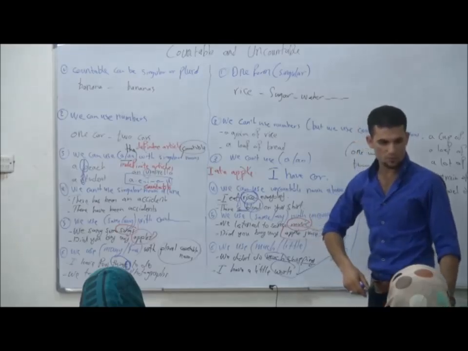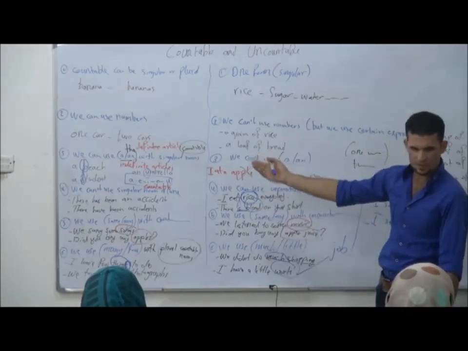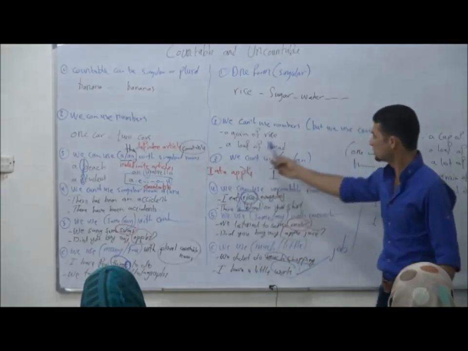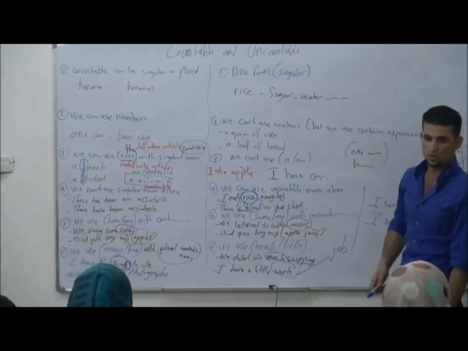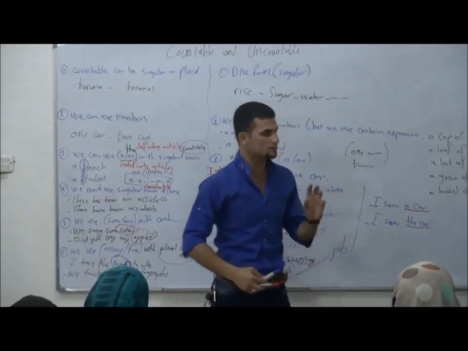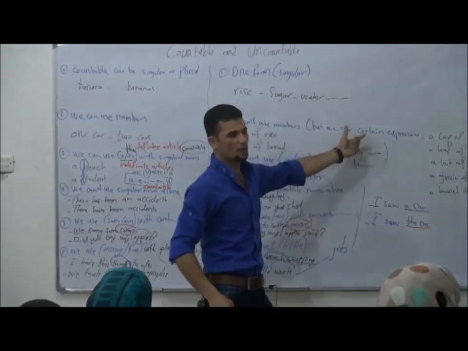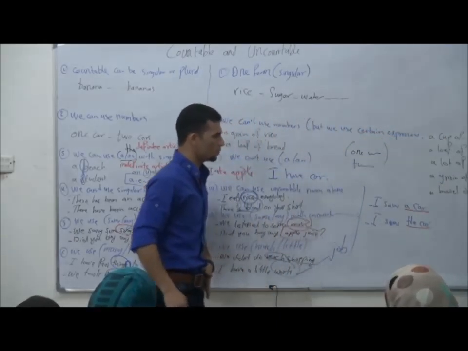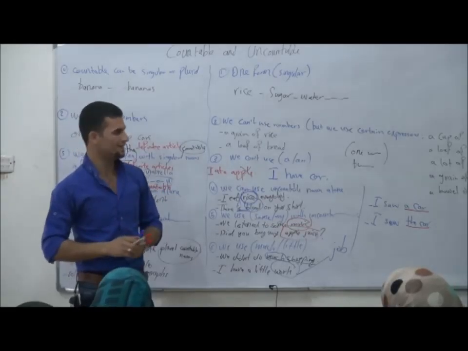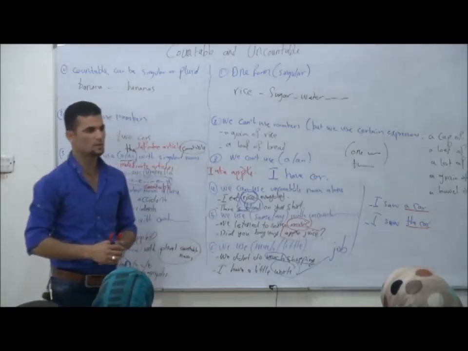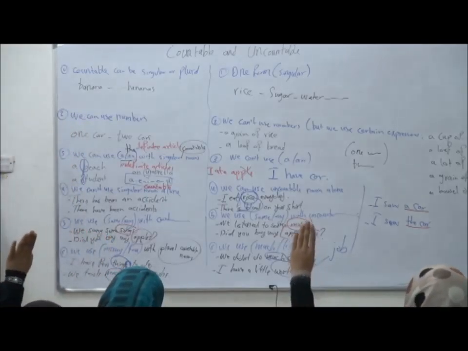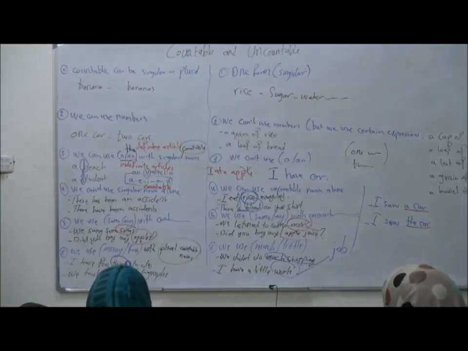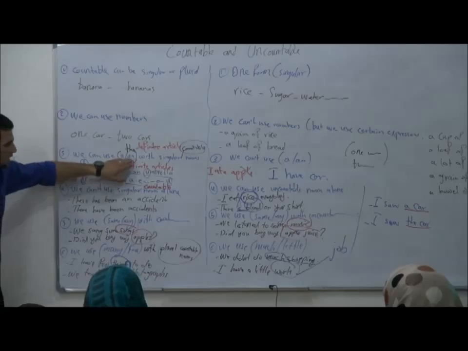Yes, Munir. We can use numbers with countable nouns, like a cup of, a loaf of, a lot of, in order to determine the quantity that we are talking about. Yes, thank you. Who else? Yes, ma'am. We can use a noun with an adjective and adverb, for example.